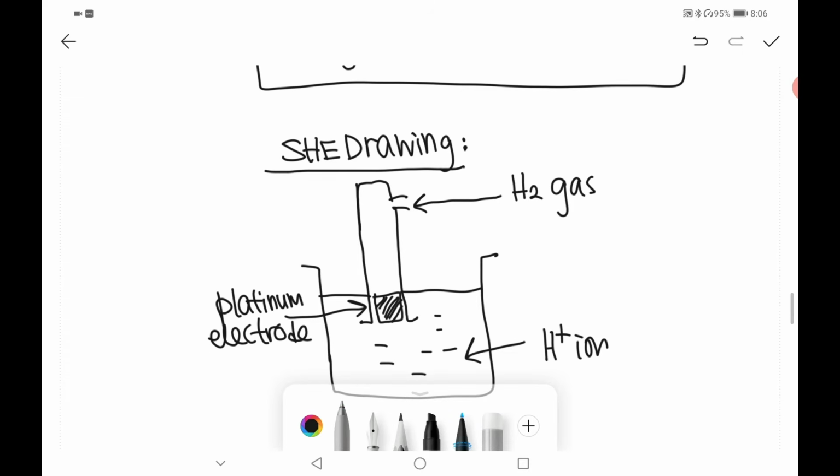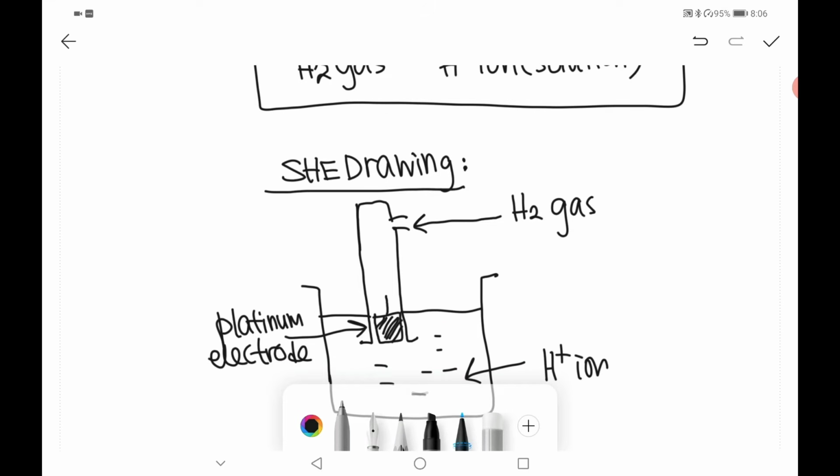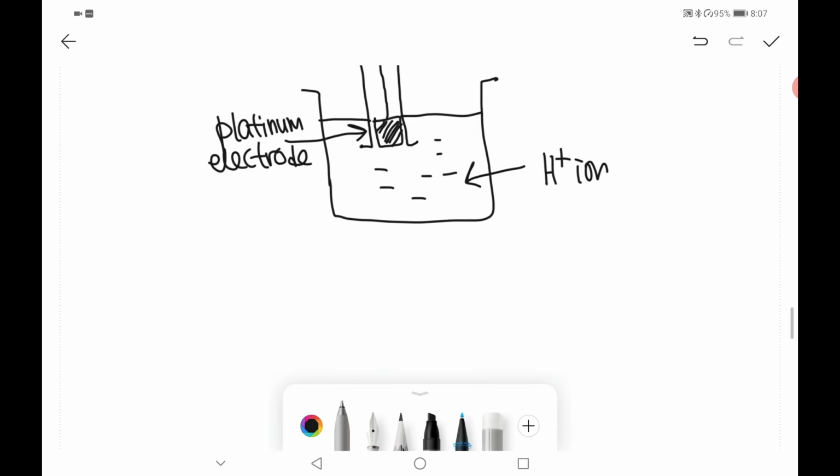Okay. And here, at the electrode, you need to draw a wire going up here. So this is the wire. Make sure everyone knows how to draw this standard hydrogen electrode. So let me draw one more time with you.